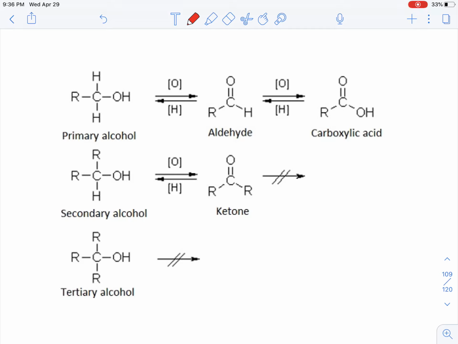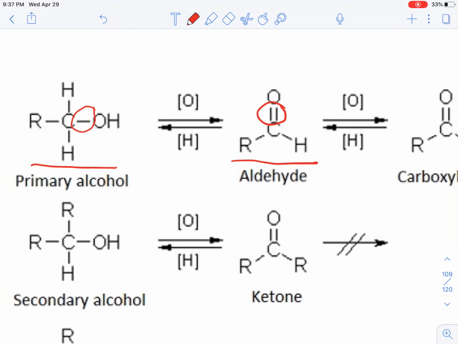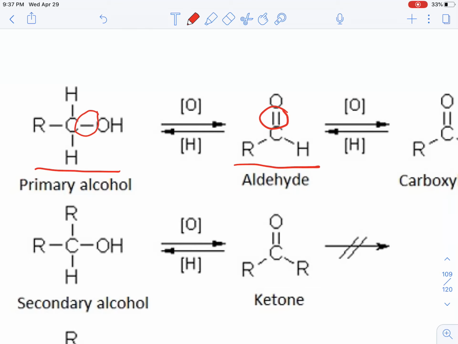So let's go ahead and take a look at this primary alcohol. If you compare and contrast the structure before oxidation occurred and the structure after oxidation occurred, notice that there's going to be another connection. So we're increasing the connection between carbon and oxygen. I'm going to zoom in. Let me erase that so it doesn't get too messy.